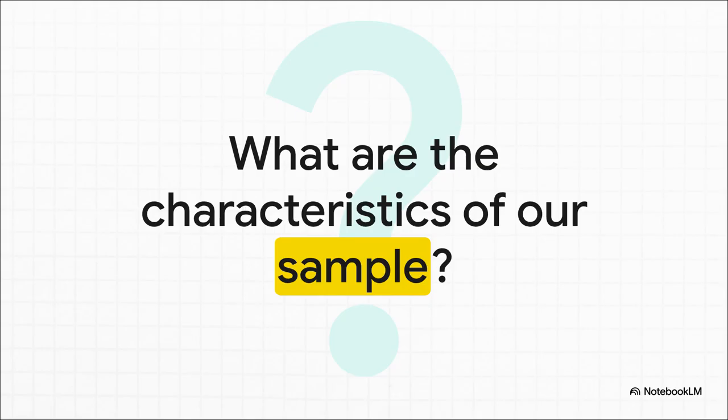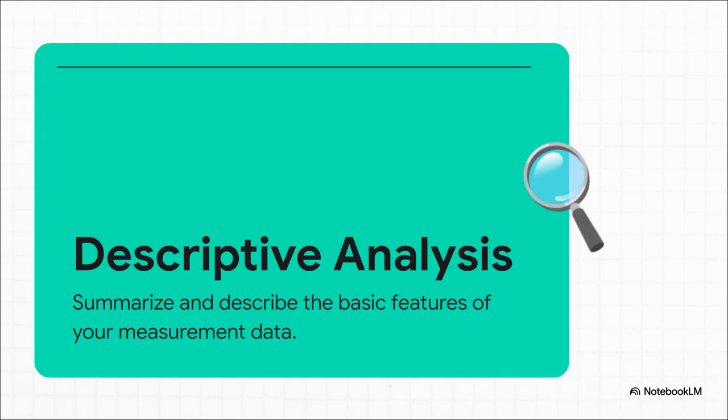To figure this out, our researcher needs to create a kind of snapshot of their data. And the tool for this job is called descriptive analysis. And the name says it all, right? It just describes the data. It's basically like creating a quick profile of your participants. Our researcher is going to calculate things like the average score, that's the mean, or maybe the most frequent score, that's the mode. We're just describing what's there. No big conclusions just yet.